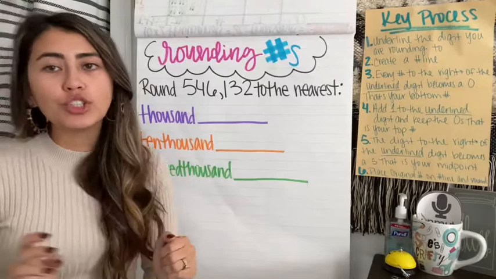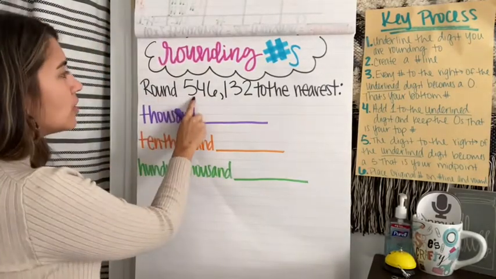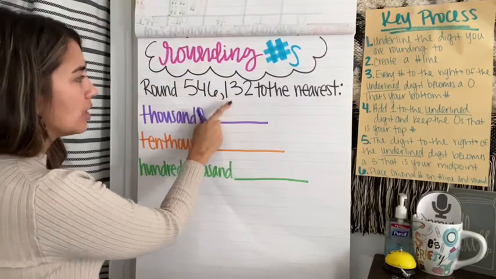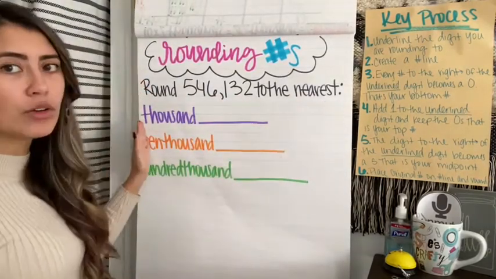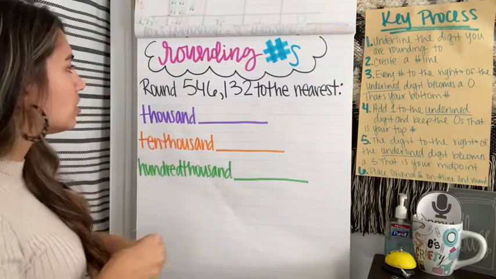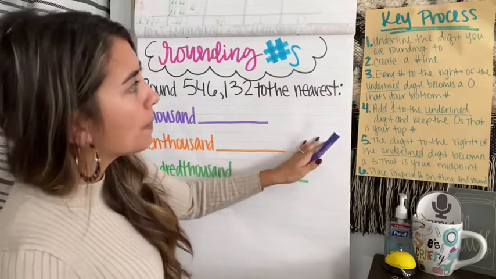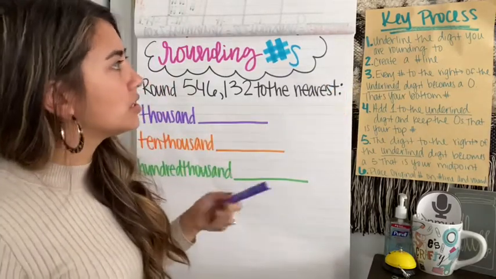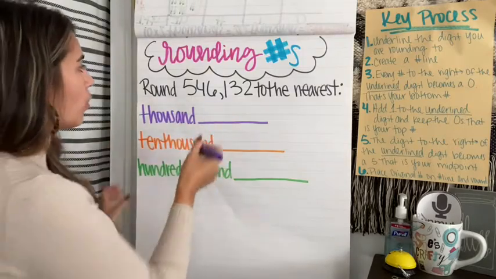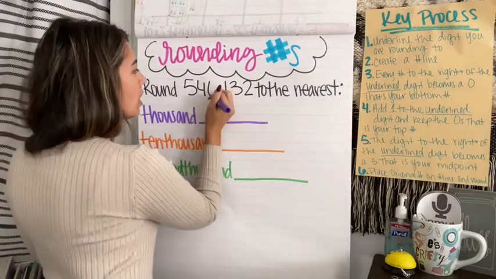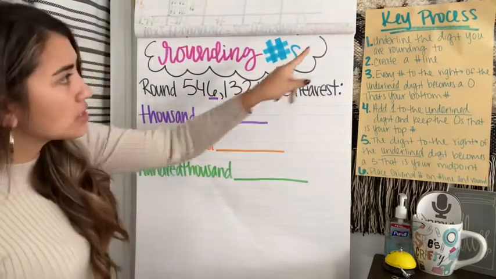Okay, so in order to round the correct way, this says, round 546,132 to the nearest thousand. Let's start there. We have to round it to the nearest thousand. Well, I have my handy dandy key process over here. And step one is underline the digit you're rounding to. Well, 1,000 is purple. I have my purple. I know the 6 is in my thousands place. Okay? So I've done step one.